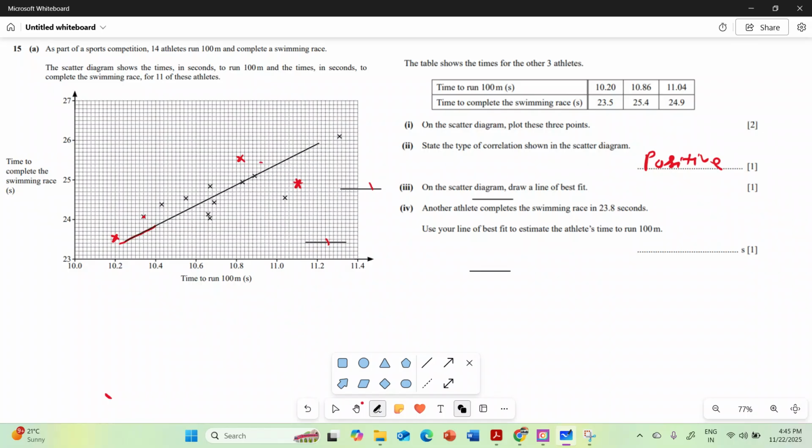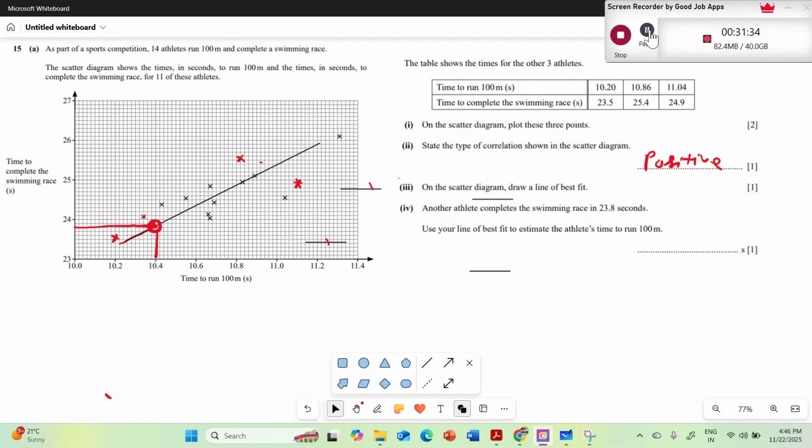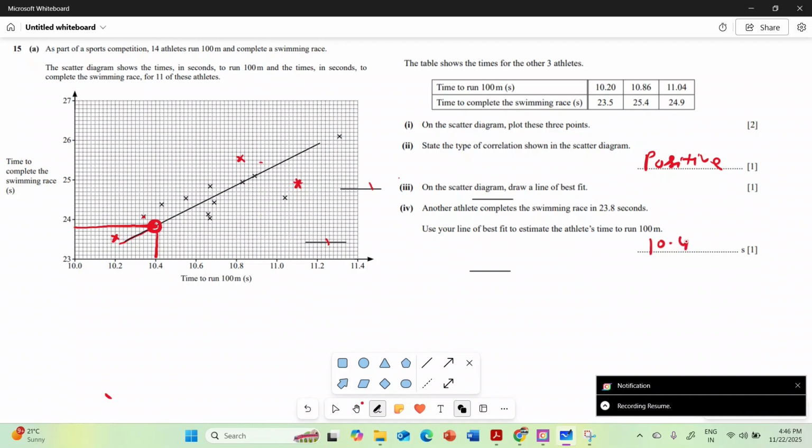So we have to check where the best fit line is. So here I have 1 2 3 4. Here we have 50% on this side and 50% on this side. So this is my best fit line, and here we have to check 23.8. So here another person is completing the race in 23.8 seconds. It is coming around 10.4. So this is the person who completes the race, and this is the point here, 23.8. Answer is 10.4 seconds.